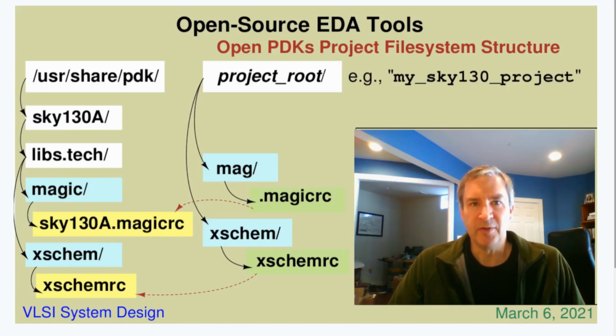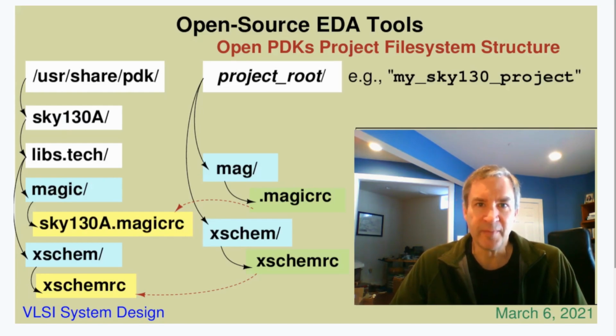To run Xschem, you can copy the xschemrc file from libs.tech/xschem to your project's xschem directory. cd to the xschem directory and type xschem, and Xschem will run with the SkyWater analog and digital symbols readily available for drawing schematics.